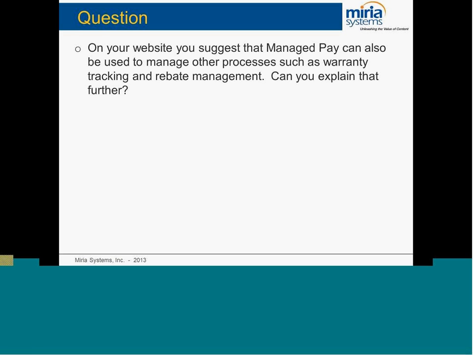In terms of warranty tracking and rebate management, if you have rebate cards, if you're still using paper rebate cards, or even if you're getting them by electronic registration, you may want to bring those into a system. Managed pay can be modified to process those types of transactions as well, whether they start out as a paper warranty card or product registration, or they start out as a web form that gets entered. If you don't have a place to put that information today, it's a good place to start.